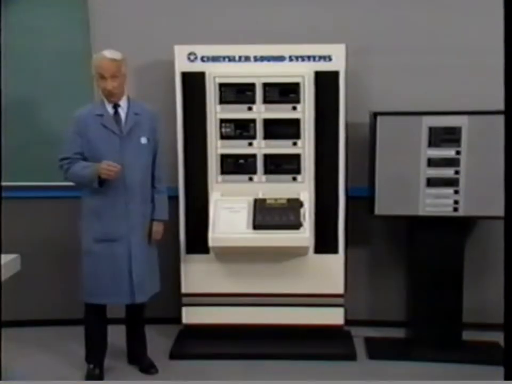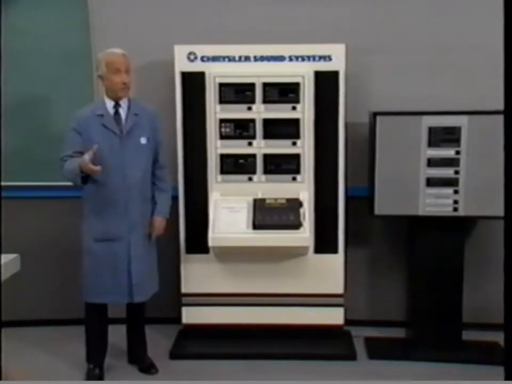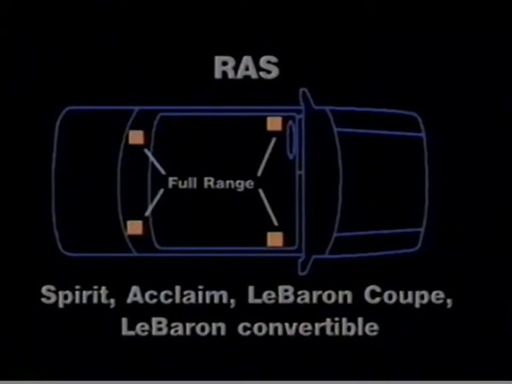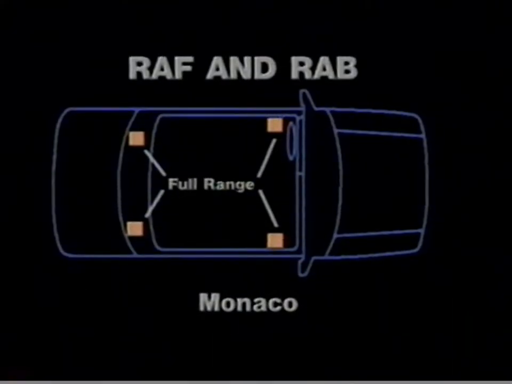When the radios we've looked at are placed into a vehicle, they're matched with a speaker system that is custom designed and built for that vehicle. The RAL and RAS radio may be installed with 2 or 4 Chrysler full-range speakers. The locations of these speakers is dependent upon the type of vehicle. The RAF and RAB radios are also installed with 4 full-range speakers. These systems are only available on the Dodge Monaco.